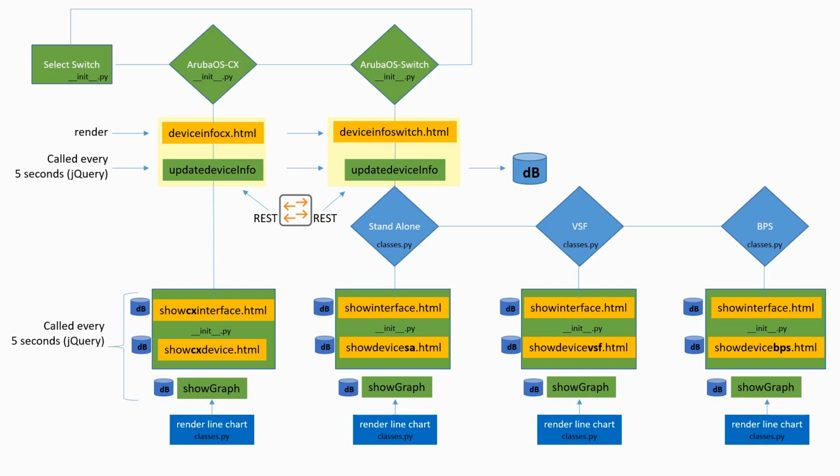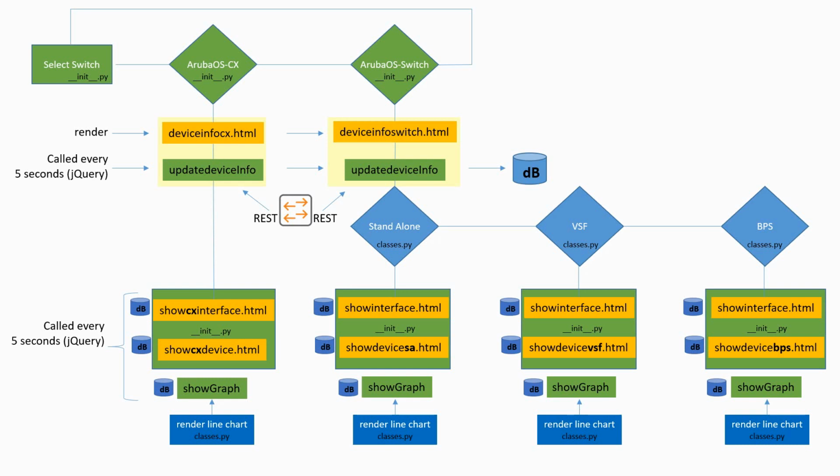Now if we drill a little bit more down into the process, if your selected device is an arubaos-switch device, an additional check takes place. This is because the arubaos-switch device can operate in different configurations, either as a standalone switch, in a VSF stack, or using backplane stacking, as in dedicated stacking cables. Based on the switch configuration, we can show different additional information.